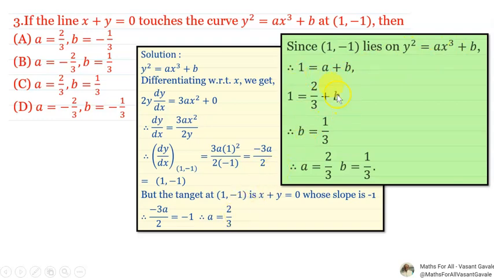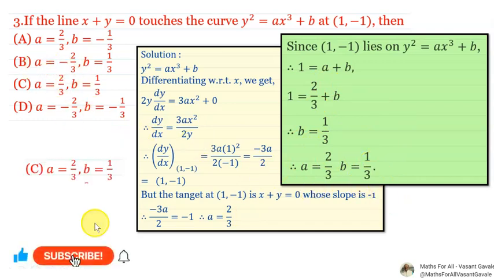Substitute the value of a, which is 2 by 3. If we simplify, then you will get here b is equal to 1 by 3. And a is equal to 2 by 3 and b is equal to 1 by 3. And hence option C is the correct one here. Next example.